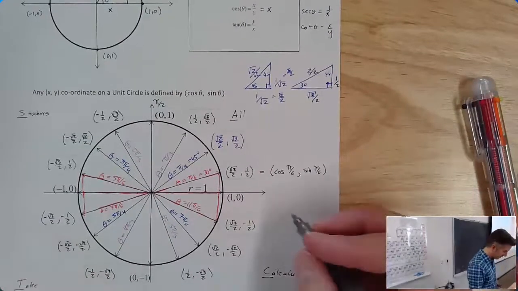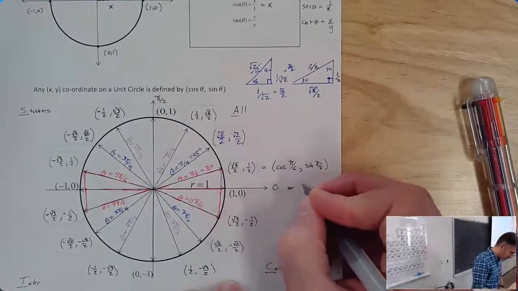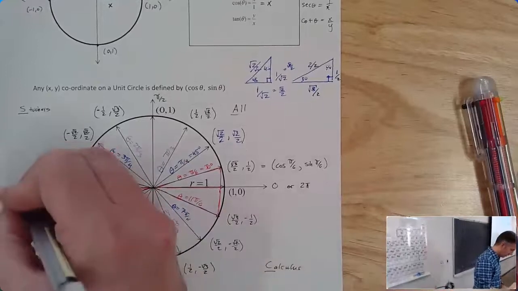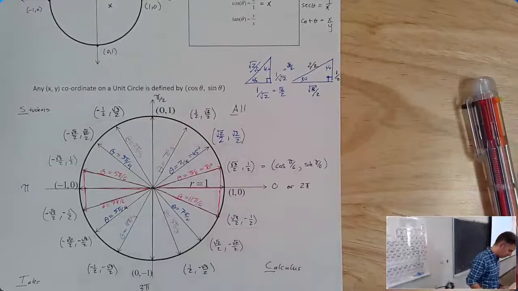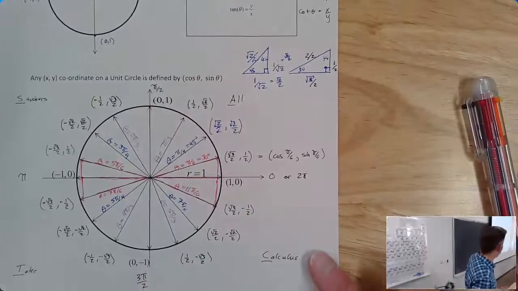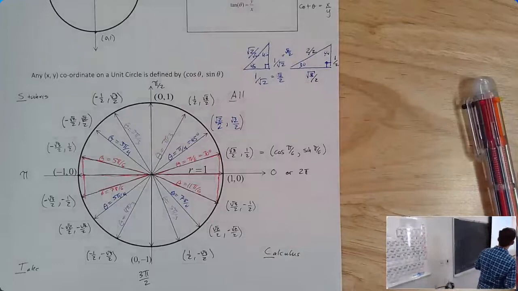I suppose we should also fill in the rest of these angles here. This angle is 0 radians or 2 pi radians. Over here you have pi radians. And down here you have 3 pi over 2 radians. So here's our totally filled in unit circle. It's got all the things we care about. I suppose you might also write angles in degrees if you wanted to.